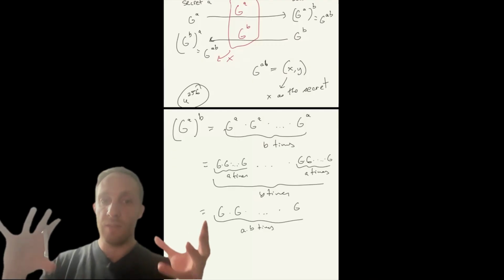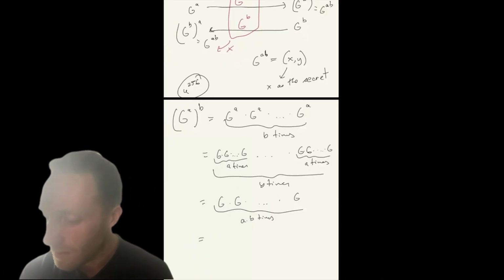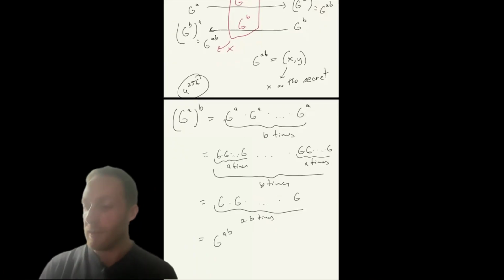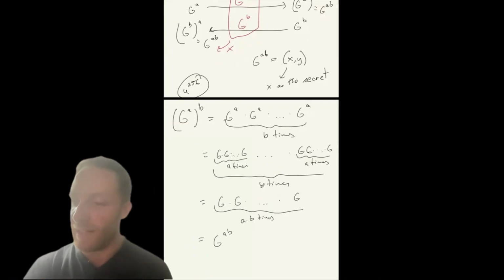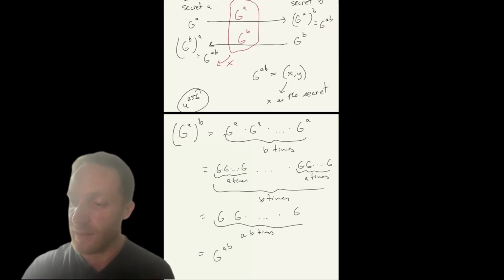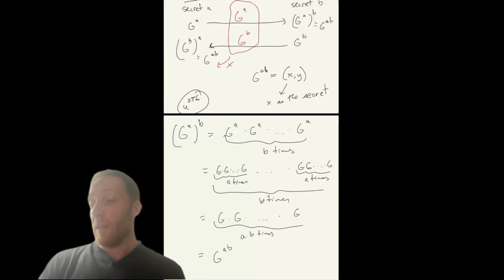And so this gives GAB. You can group them also in the other way, and then you'll get GB to the A. This is why Alice, who computed G to the B to the A, and Bob, who computed G to the A to the B, both computed the same secret.